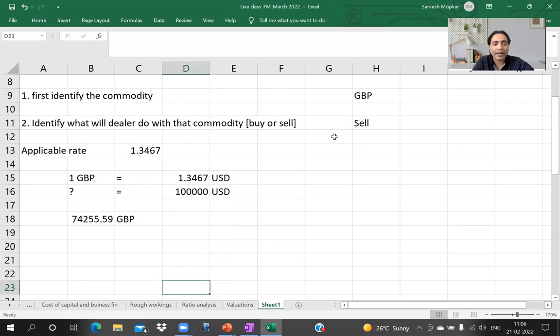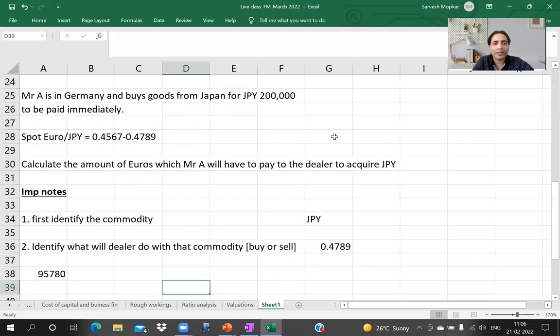Second one. Draw a diagram in your books for this Germany, Japan. Draw a diagram. You have to draw A and bank.